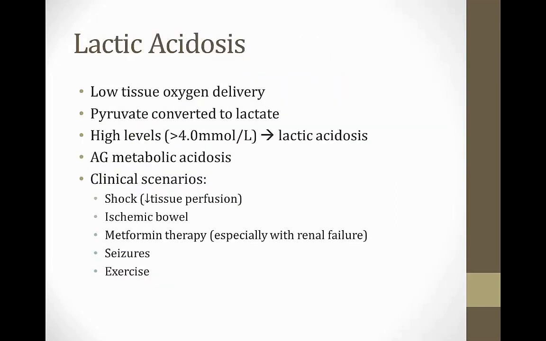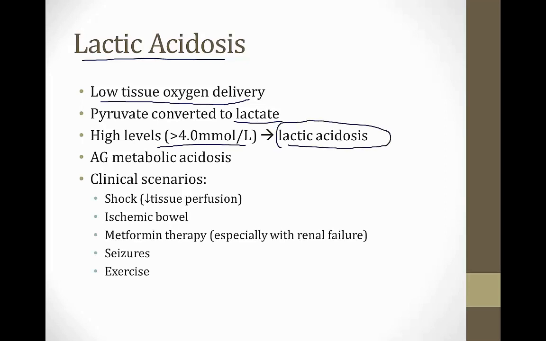Next cause on our mud piles list is lactic acidosis, and this occurs when you get low tissue oxygen delivery. Pyruvate gets converted to lactate, and when lactate levels get high, usually greater than 4 millimoles per liter, you get a lactic acidosis. And lactate is an unmeasured anion that gives you an anion gap metabolic acidosis. This occurs in a number of clinical scenarios that you should know. So any patient who has shock for any reason, whether it's septic shock or cardiogenic shock, has poor tissue perfusion and can develop a lactic acidosis.